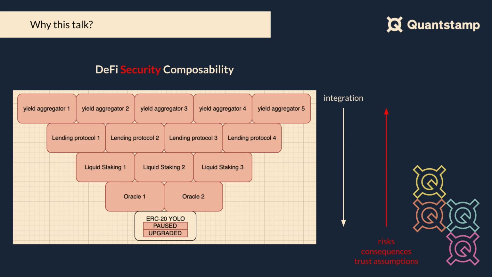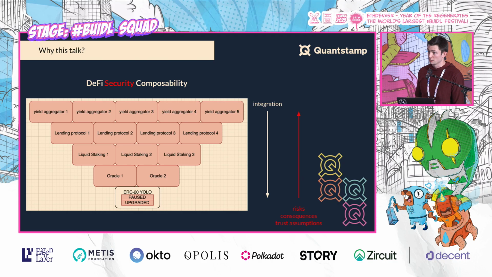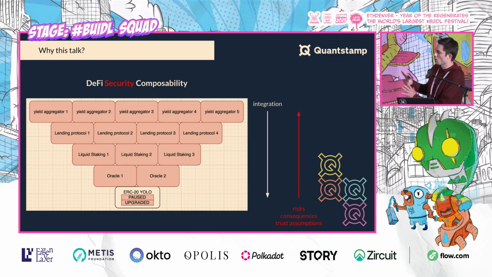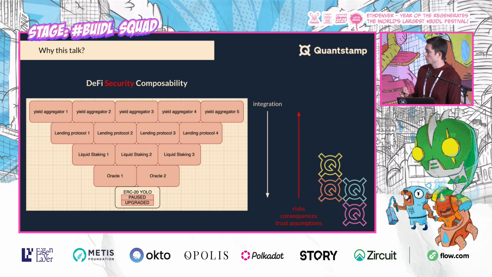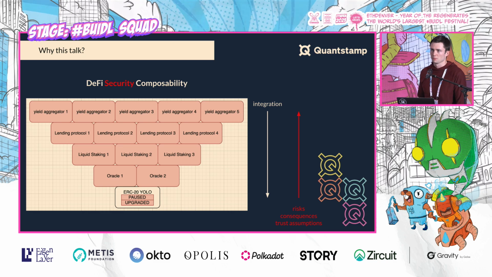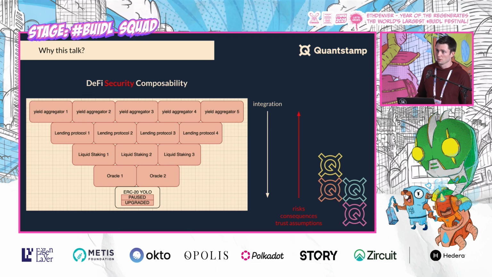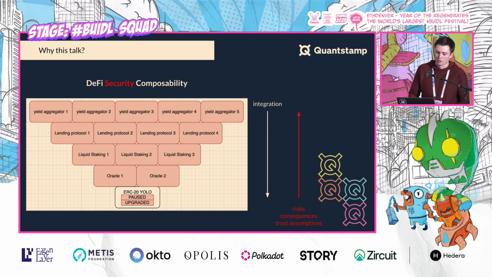So in this example, say the ERC20 token YOLO is pausable and upgradable. This would mean that every single one of those protocols above it needs to account for the fact that their token might not be transferable at some point. It might be upgraded to do something else at some point. Because of that, proactive decisions need to be made during the development process to be able to handle any situation which can happen for protocols that you are integrating with.